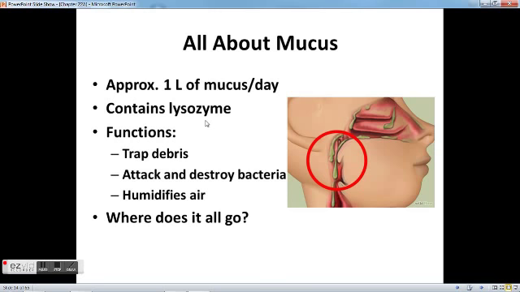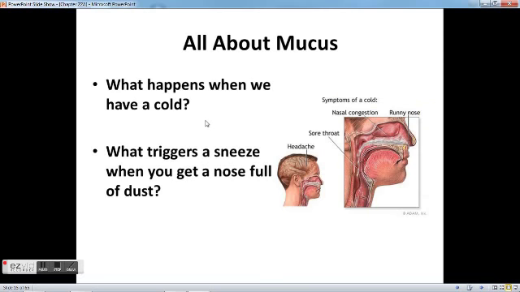Now the really gross part is, if we're making 1 liter of mucus a day, where does it go? The answer is we swallow it, which is pretty disgusting. This is why too, in small children who have allergies, one of the common problems is, they're making a lot of mucus, and they swallow it, and it makes them very upset to their stomach and can often trigger vomiting. That's because all that mucus is getting swallowed.